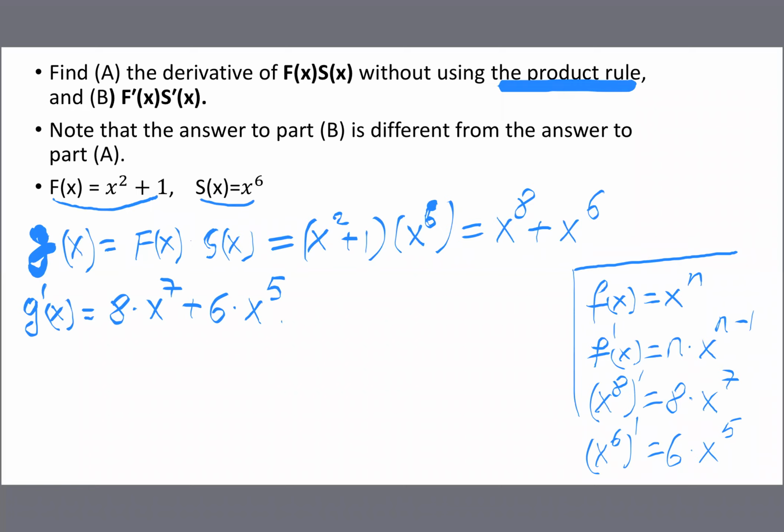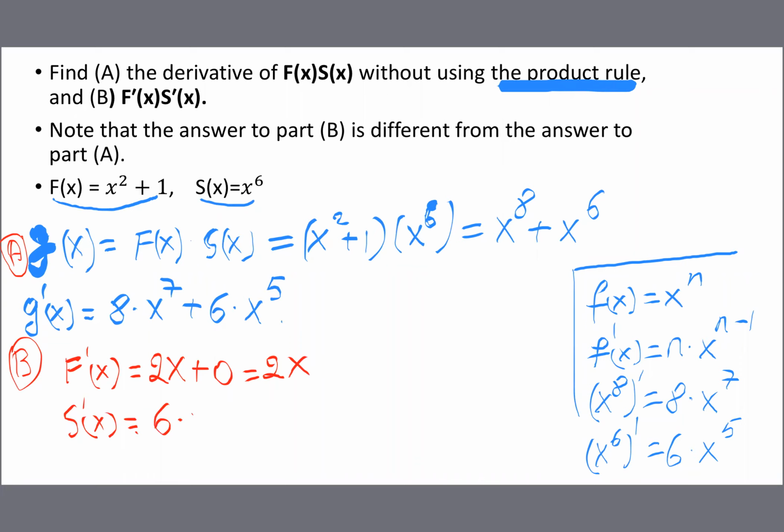Now, so this was A, in B, we're asked to find f prime of x times s prime of x. So f prime of x equals, using the power rule again, the derivative of x squared, which is 2x, plus the derivative of the constant 1, which is 0. So that is 2x. S prime of x is 6 times x to the 5th.